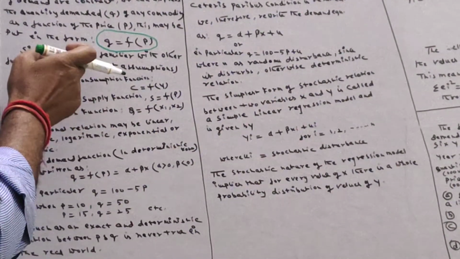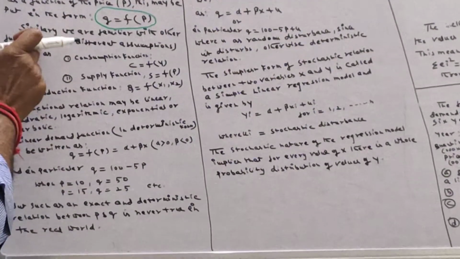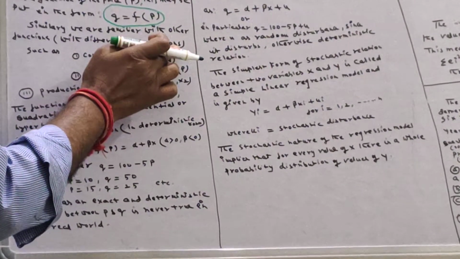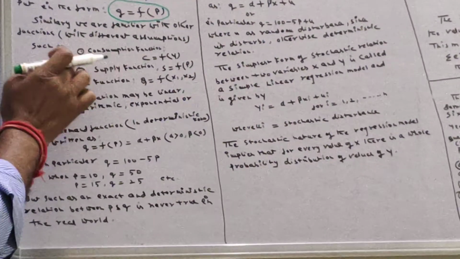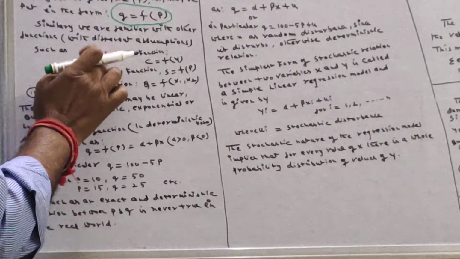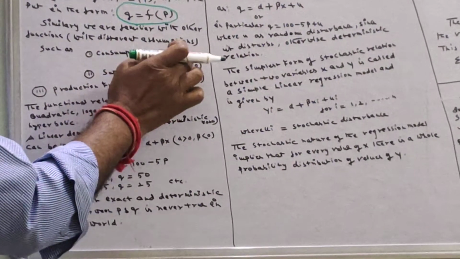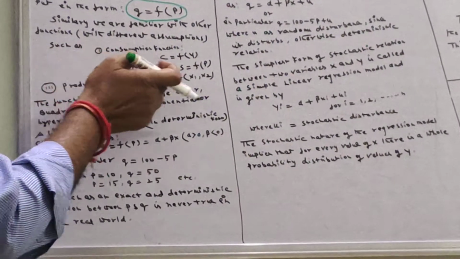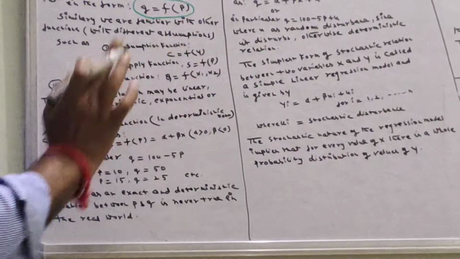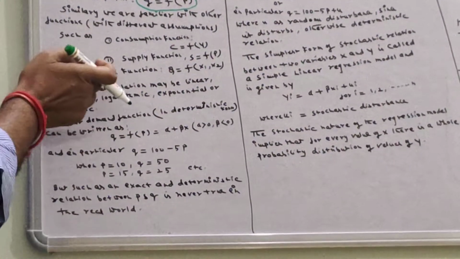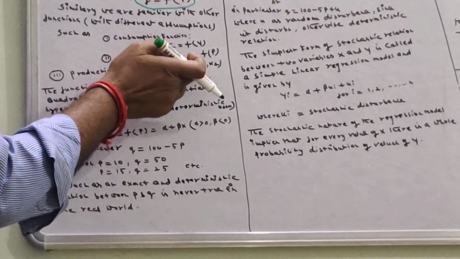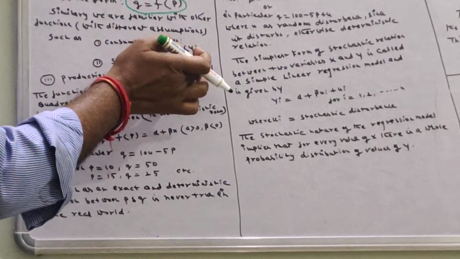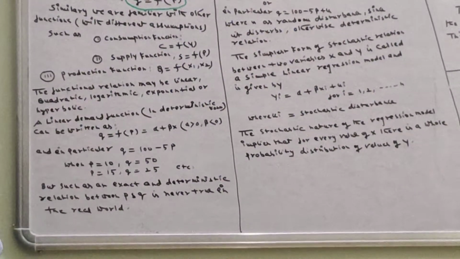Similarly, we are familiar with other functions with different assumptions. We assume different assumptions such as the consumption function C equal to function of Y, where Y is income, the supply function S equal to function of P, where P is price, and the production function Q equal to function of X1 and X2, where X1 and X2 are two factors of production.